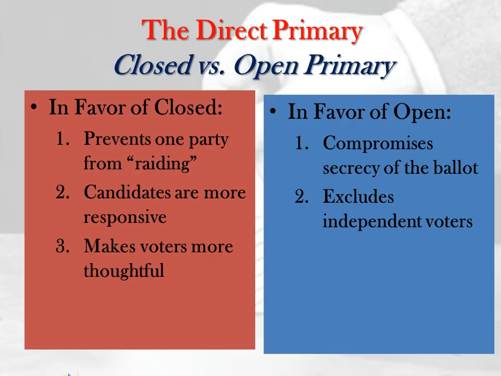The critics of the closed primary contend that it compromises the secrecy of the ballot because it forces voters to make their party preferences known to the public, and it tends to exclude independent voters from the nominating process. Advocates of the open primary believe that their system of nominating addresses both of these criticisms. In many open primaries, voters are not forced to make their party preferences known in public, and the tendency to exclude independent voters is eliminated. The opponents of the open primary insist that it permits primary raiding, and it undercuts the concept of party loyalty and party responsibility.